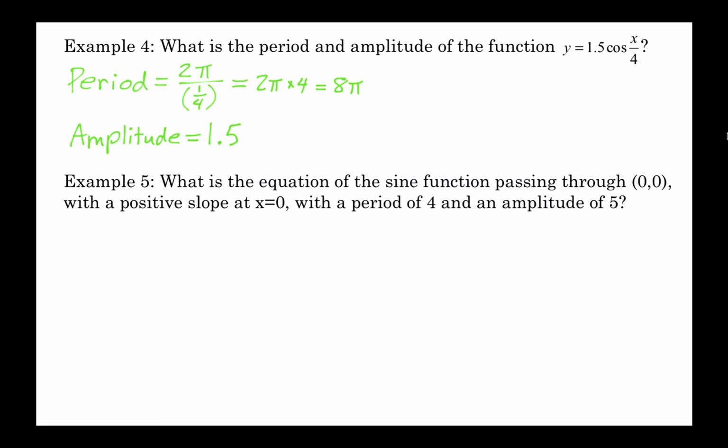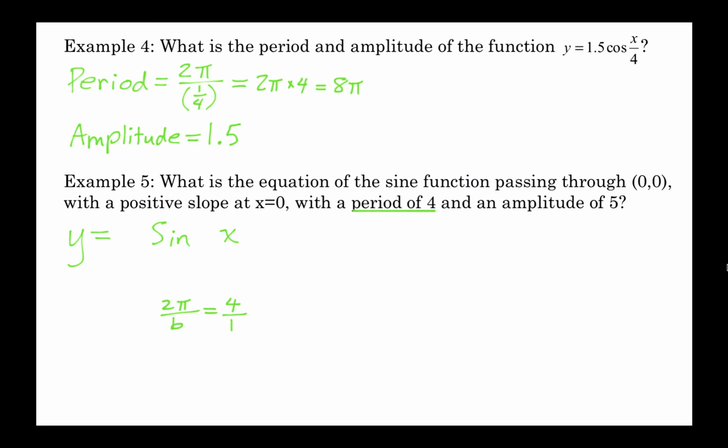Final question here, we've got an equation. What is the equation of the sine function that passes through 0, 0 with a positive slope at x equals 0, has a period of 4 and an amplitude of 5? So when you're thinking about something that goes through 0, 0 and has a positive slope, you're thinking probably it's y equals sine, right? But the period here is 4.